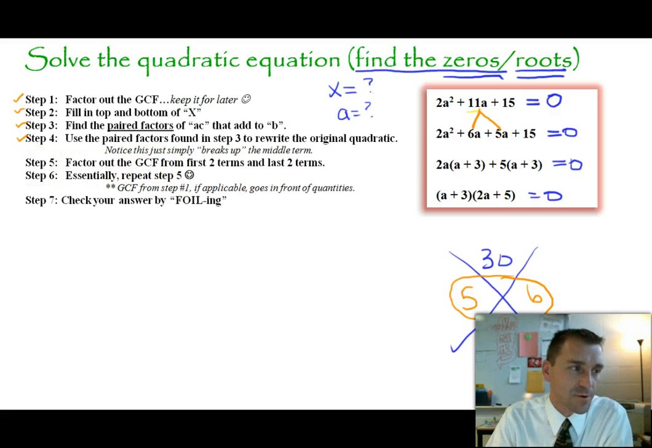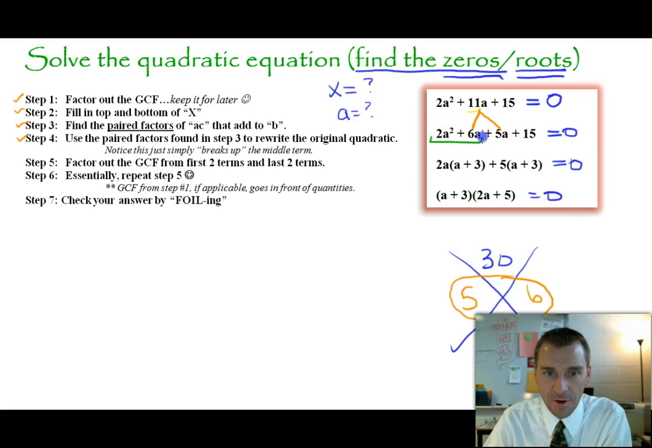Factor out the GCF. So we look at the first thing, and yes, I'm flying through this because you should already know this, regardless. So here's that thing. I look at the GCF that happens to be a 2a. When I factor out 2a, I'm left with a plus 3. That's what I got right there.